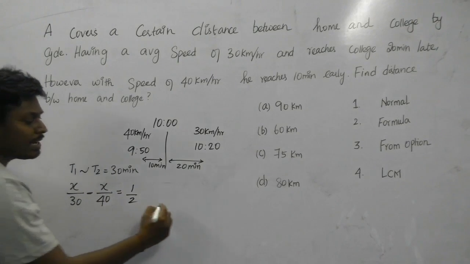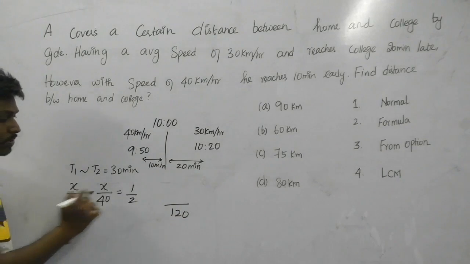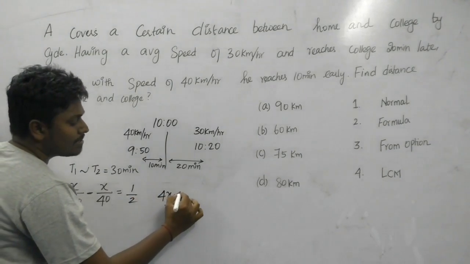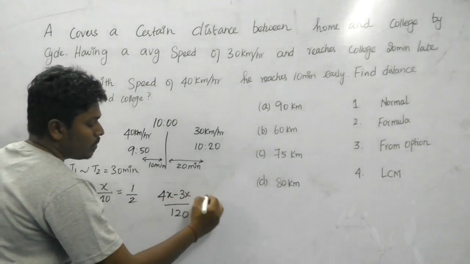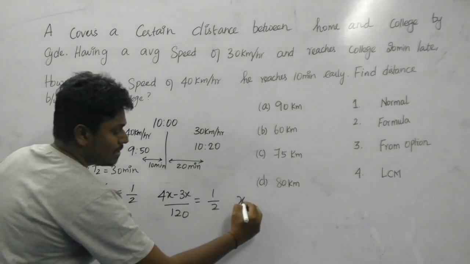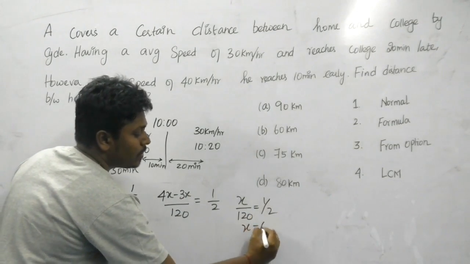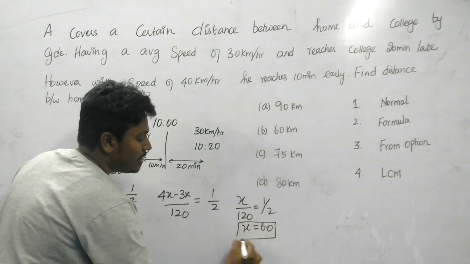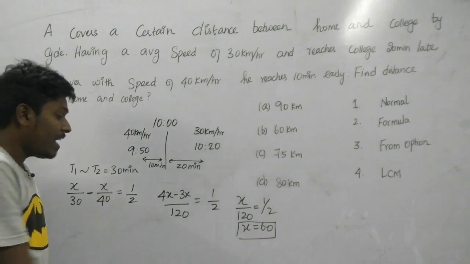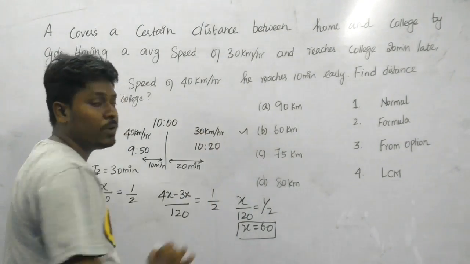Friends, taking the LCM, it will be 120, right? The LCM of 40 and 30 is 120. So 4x minus 3x equals 1 divided by 2. So 4x minus 3x will be x divided by 120 equals 1 by 2. So x is equal to 60. Right? It is the normal way of solving, and we got the distance as 60 kilometers. Option 2 will be your answer.